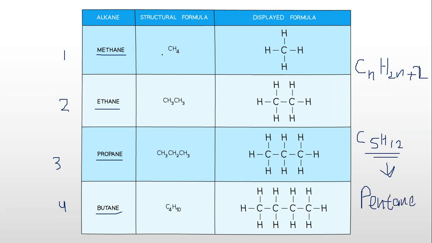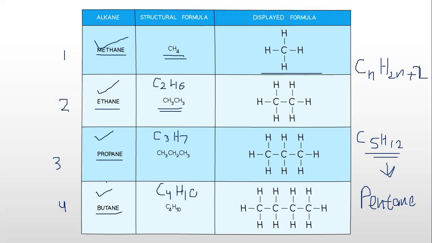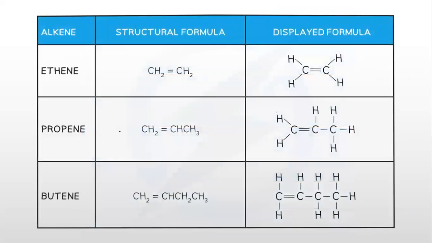So the structural formula for methane is going to be CH4, which will tell you the number of carbon atoms and the number of hydrogen atoms. Then ethane is C2H6, then we have C3H8 for propane, and C4H10 for butane. Now, these are the first four, which are very commonly asked in your papers. Beyond butane, there are very few questions.